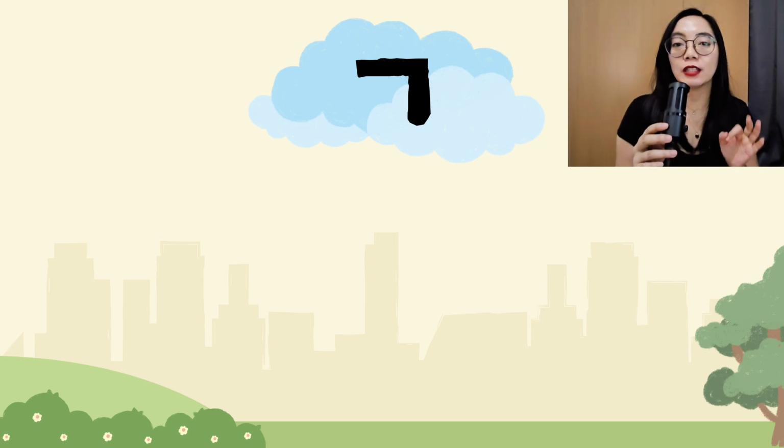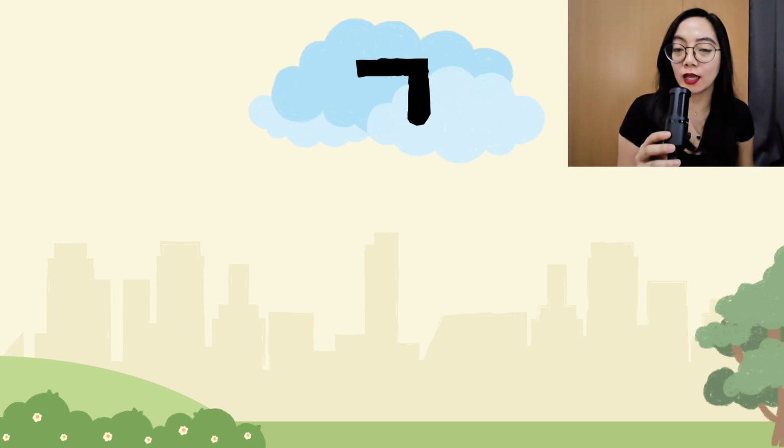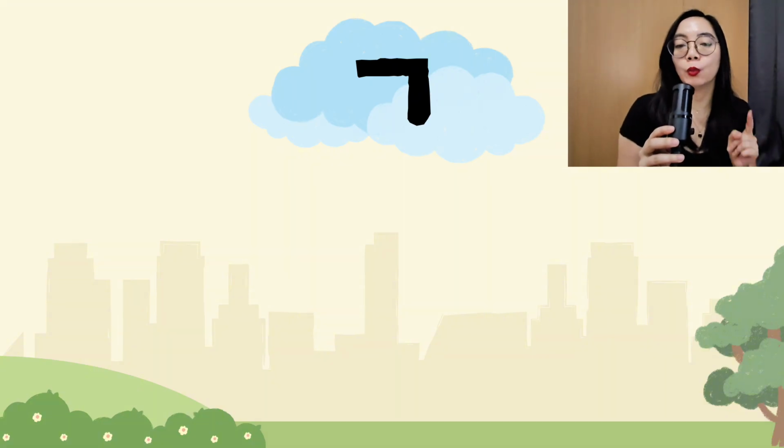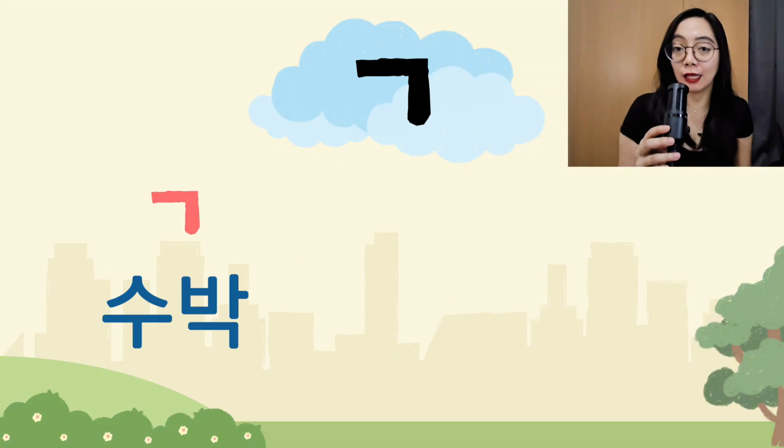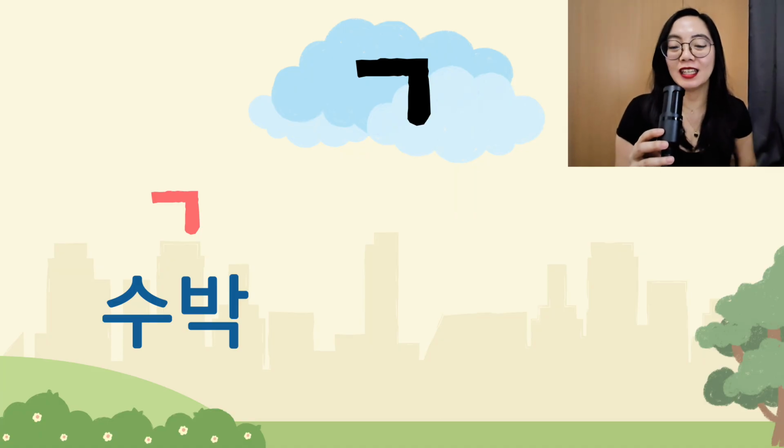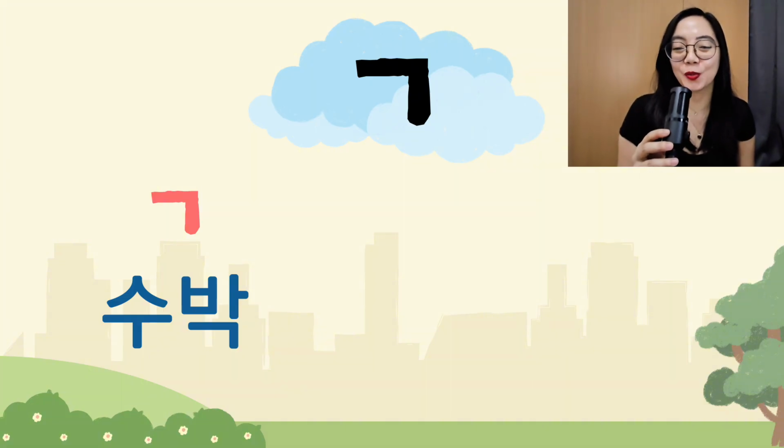And there are actually 3 final consonants that are pronounced this way if you find them at the end of our syllables. Starting off with this one, of course. Like in the word subak, which means watermelon, obviously it has to be pronounced as g. Once again, this word is pronounced as subak.